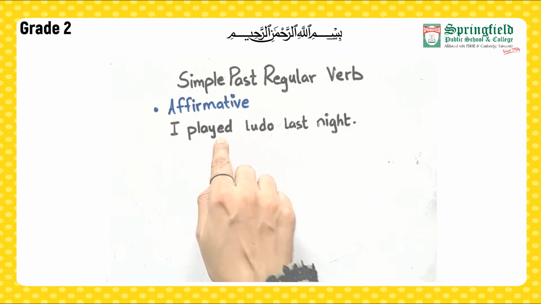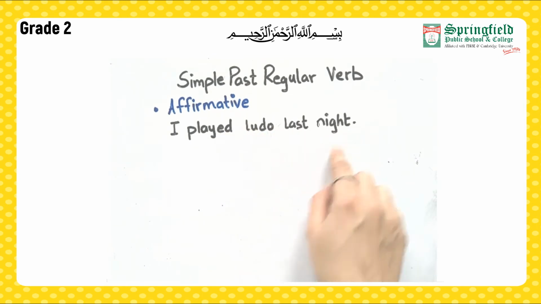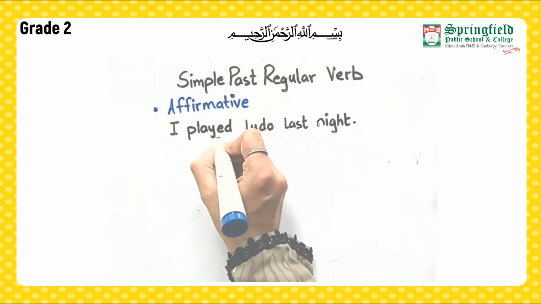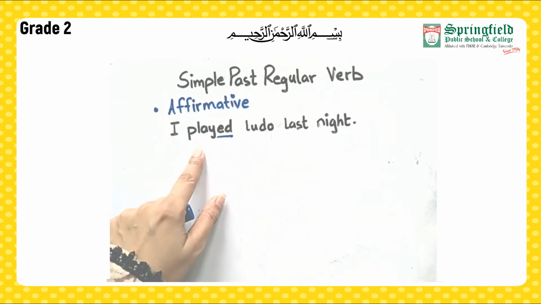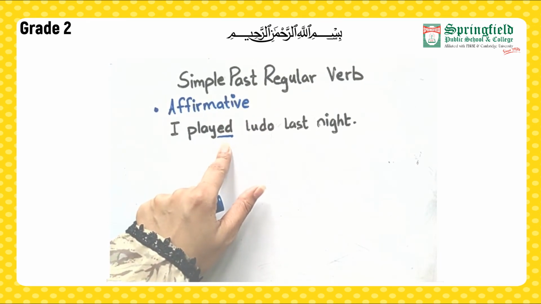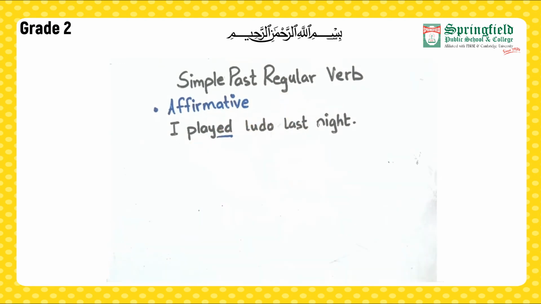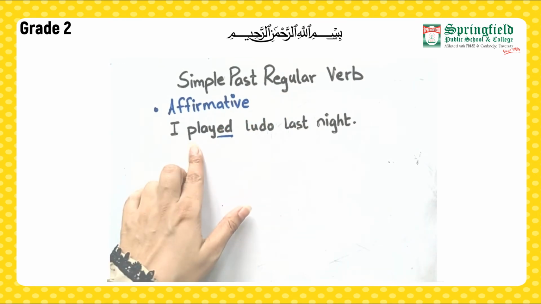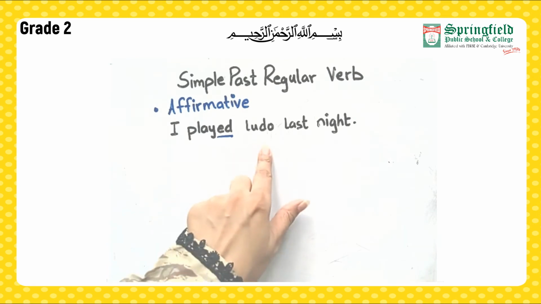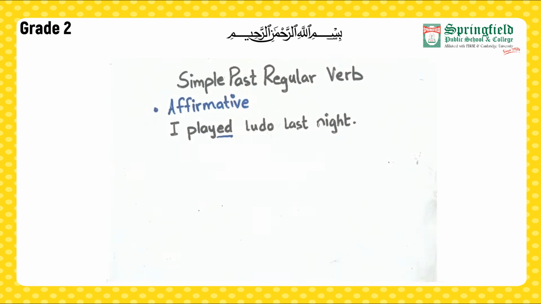I played Ludo last night. We are going to use the past form of the verb by adding ed to play. We know this is the past form of a regular verb. So I am telling that I played Ludo last night. I did this. I am saying yes, I did that. Okay? I did that work. I played Ludo. So it is an affirmative or a yes sentence.